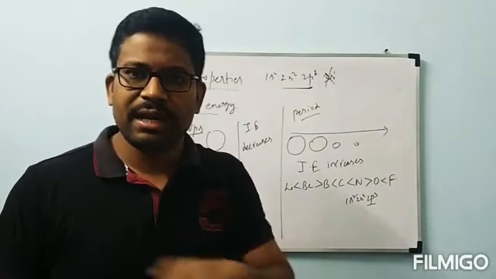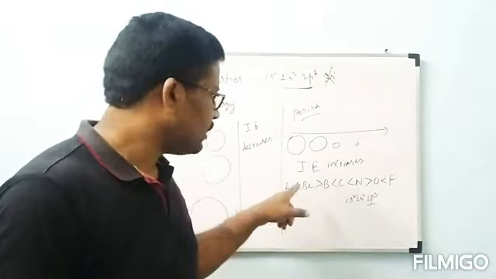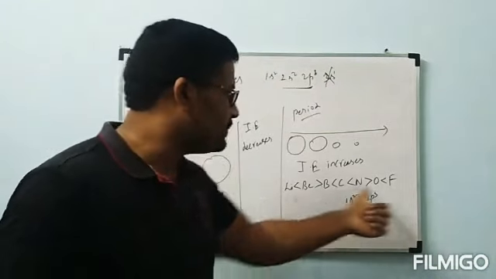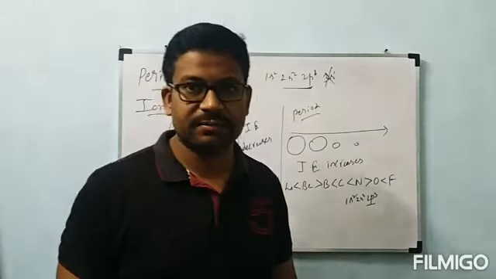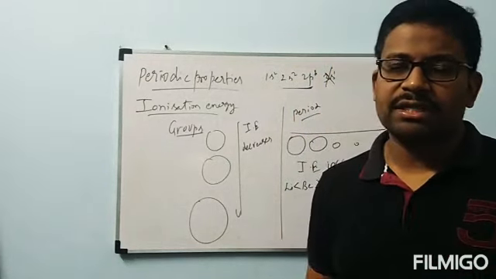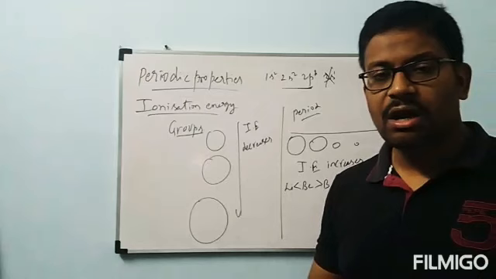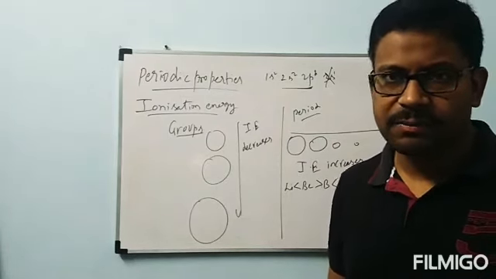In this way, in a period, the actual expectation is that ionization energy must increase. But what is happening to the order? Because of the exceptions, beryllium and nitrogen, which have a fully filled configuration and a half-filled configuration. Okay? This is about ionization energy and how it is affected in a group and a period. Next, we will go to the next property.